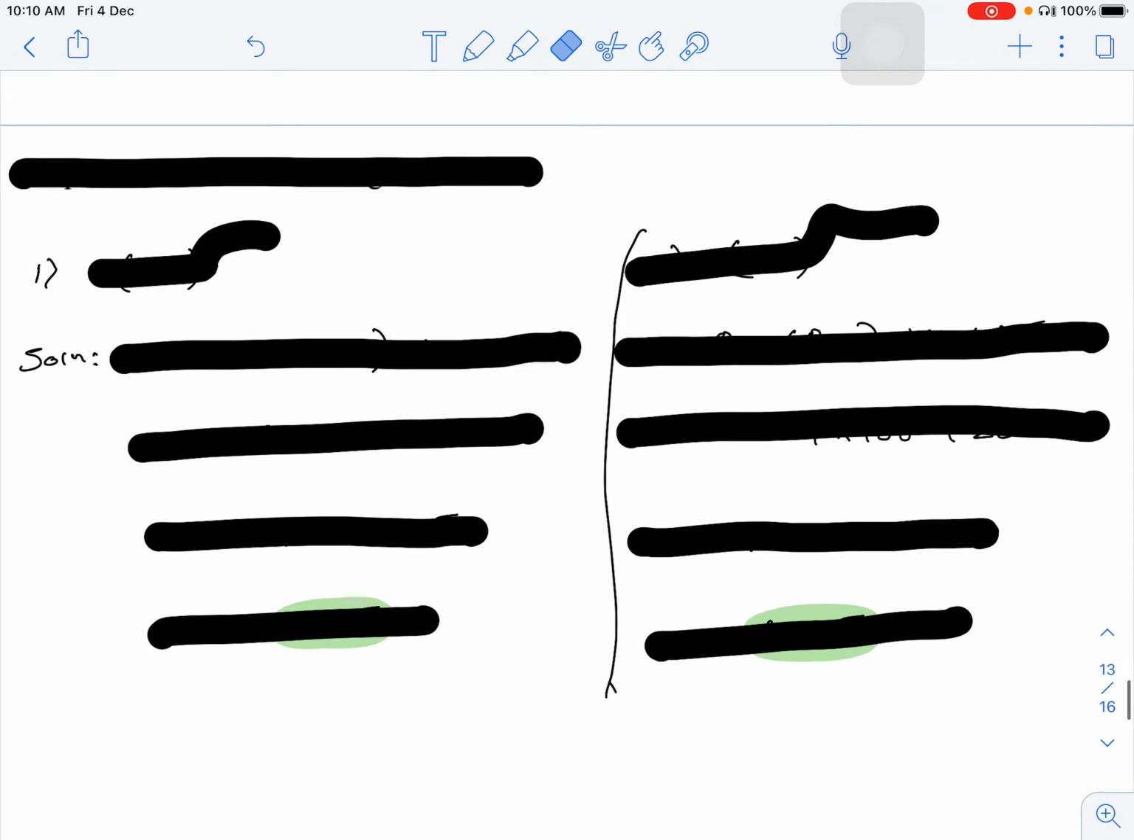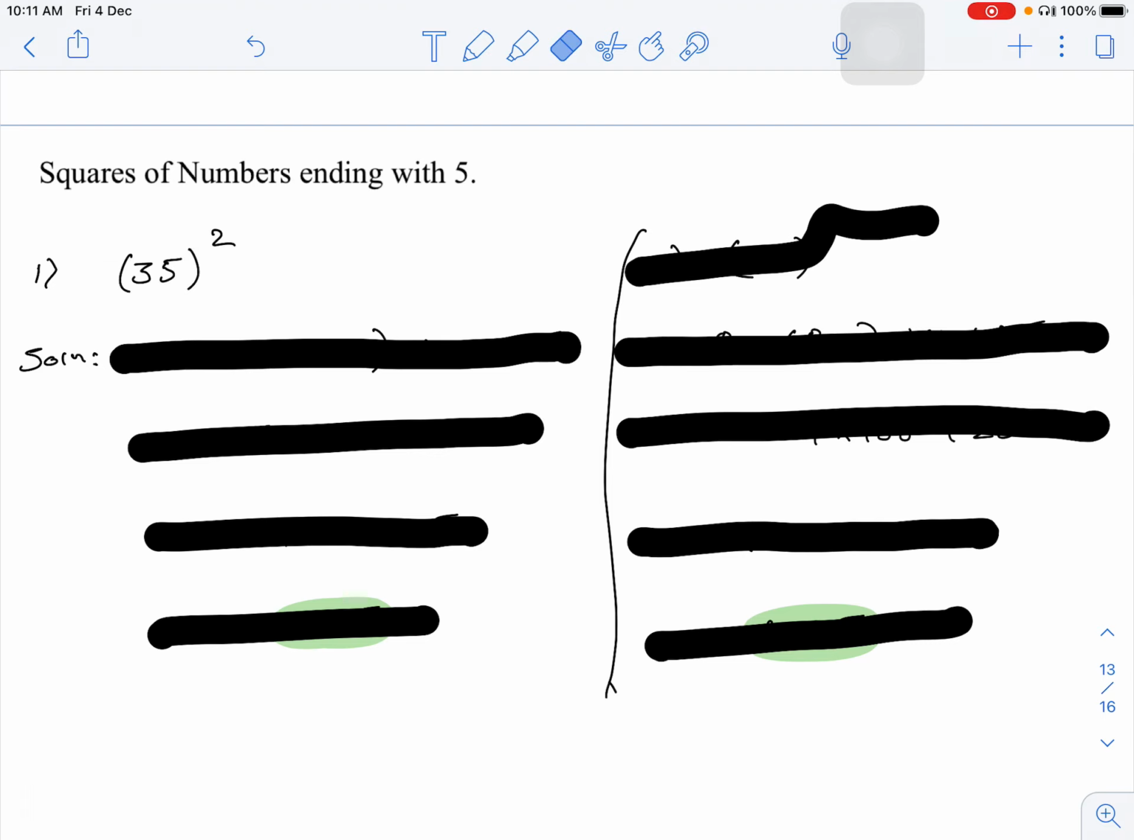Okay. Now let us learn the next topic. Here in our next topic we are going to learn how to find the square of numbers ending with 5. Okay, suppose we have numbers 15, 25, 105, 1005 or 1035, any number. If the numbers are ending with 5, then how to find the square? Let us consider an example. Now here we have 35 square, so the number is ending with 5.